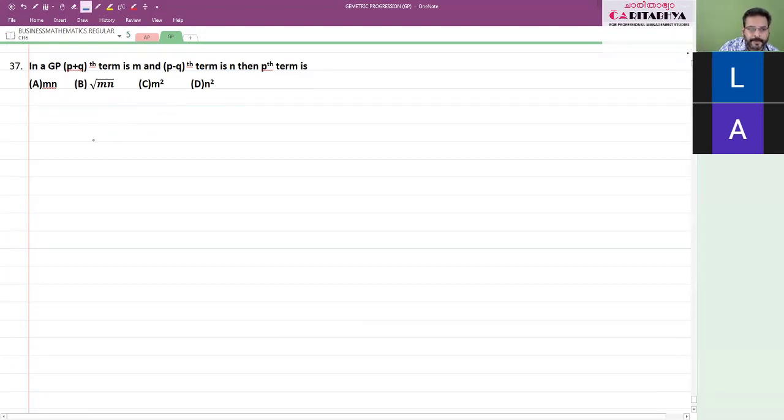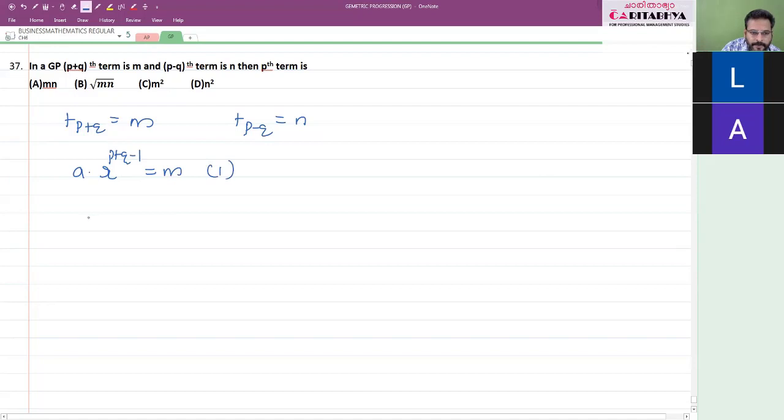Next one. In a GP, P plus qth term is M and P minus qth term is N. T P plus Q is equal to M. T P minus Q is equal to N. So P plus qth term can be written as a into r raised to P plus Q minus 1, which is equal to M.